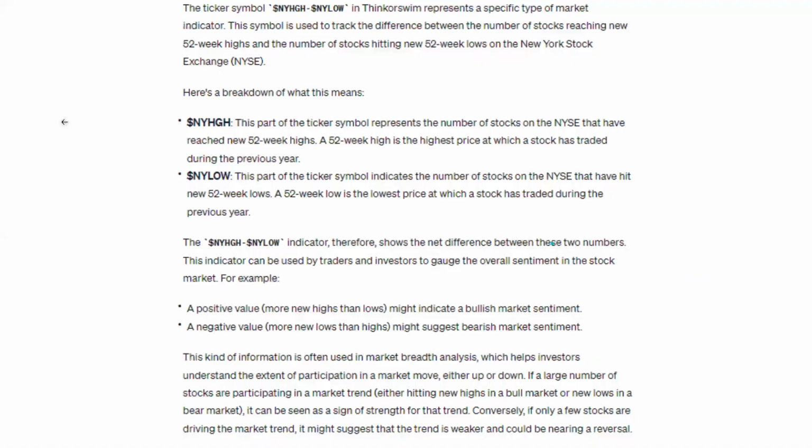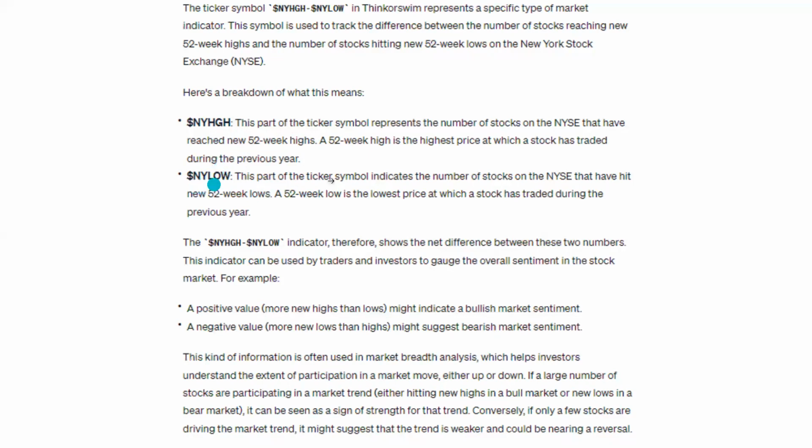Now, if we dive a little bit deeper into traditionally how it's used, the symbol is used to track the difference between the number of stocks reaching new 52-week highs and the number of stocks hitting new 52-week lows on the New York Stock Exchange. So the NYSE high, all right, that basically represents the number of stocks that have reached new 52-week highs. A 52-week high is the highest price at which a stock has traded during the previous year. Okay, 52 weeks in a year. That's why people talk about 52-week highs. It's basically the high within the last year.